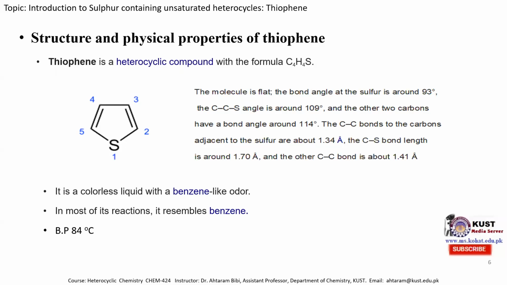As it is a colorless liquid, it boils at around 84 degrees centigrade, and its density is 1 gram per ml, which is approximately equal to the density of water.